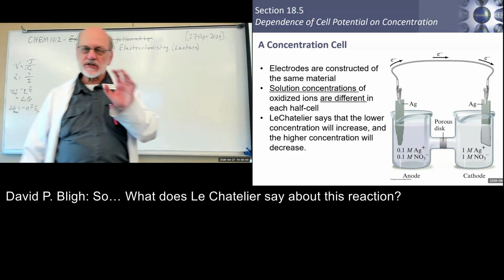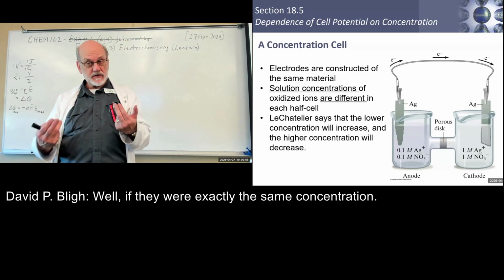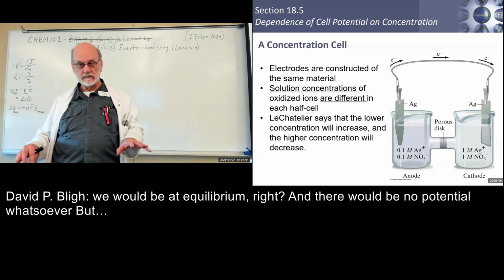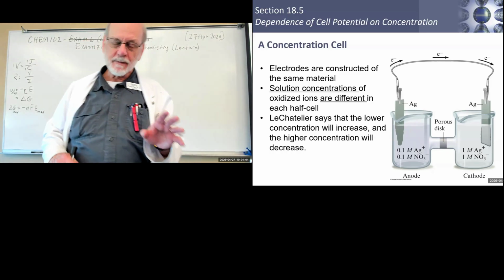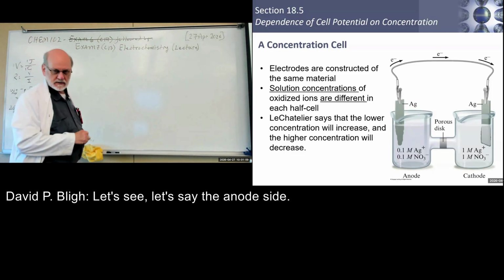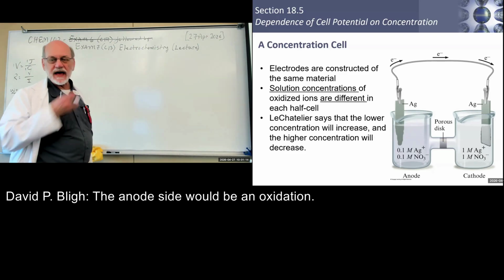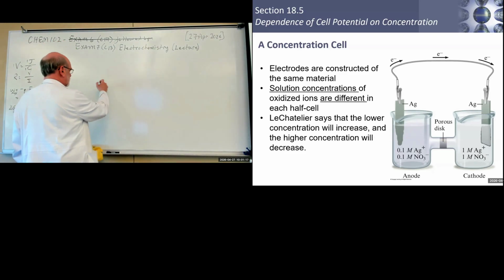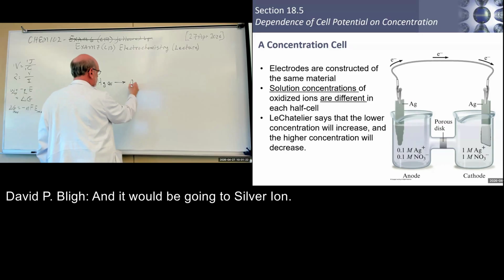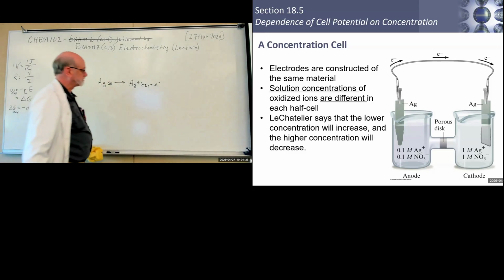So what does Le Chatelier say about this reaction? Well, if they were exactly the same concentration, we would be at equilibrium, right? And there would be no potential whatsoever. But if we look at this reaction, let's say the anode side. The anode side would be an oxidation. So we would have silver solid, and it would be going to silver ion plus electron.